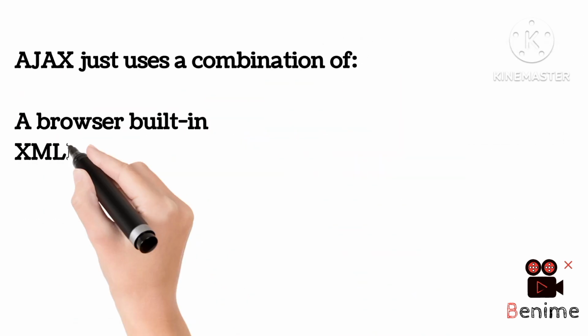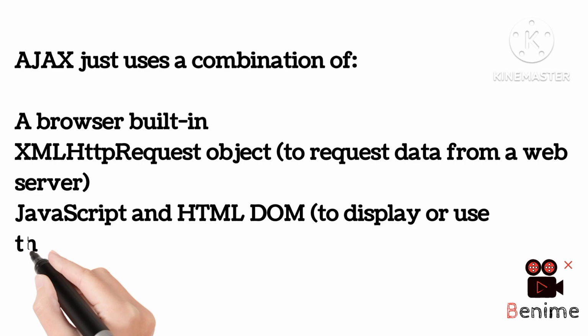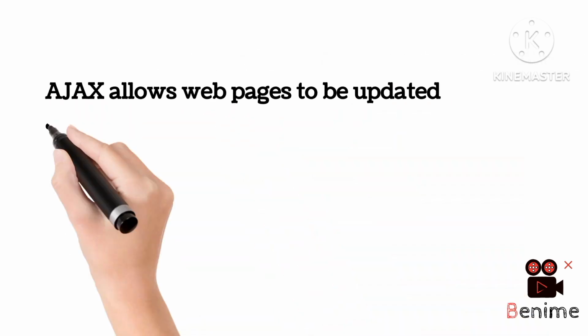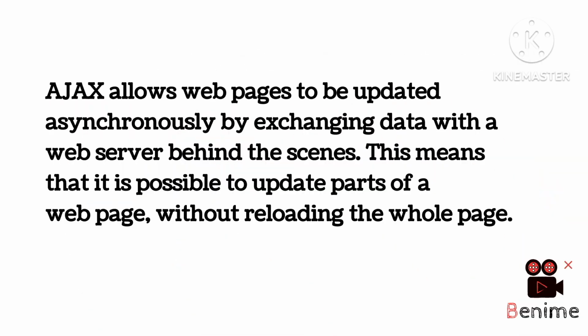Ajax uses a combination of a browser built-in XMLHttpRequest object to request data from a web server, JavaScript and HTML DOM to display or use the data. Ajax allows web pages to be updated asynchronously by exchanging data with a web server behind the scenes. This means that it is possible to update parts of a web page without reloading the whole page.